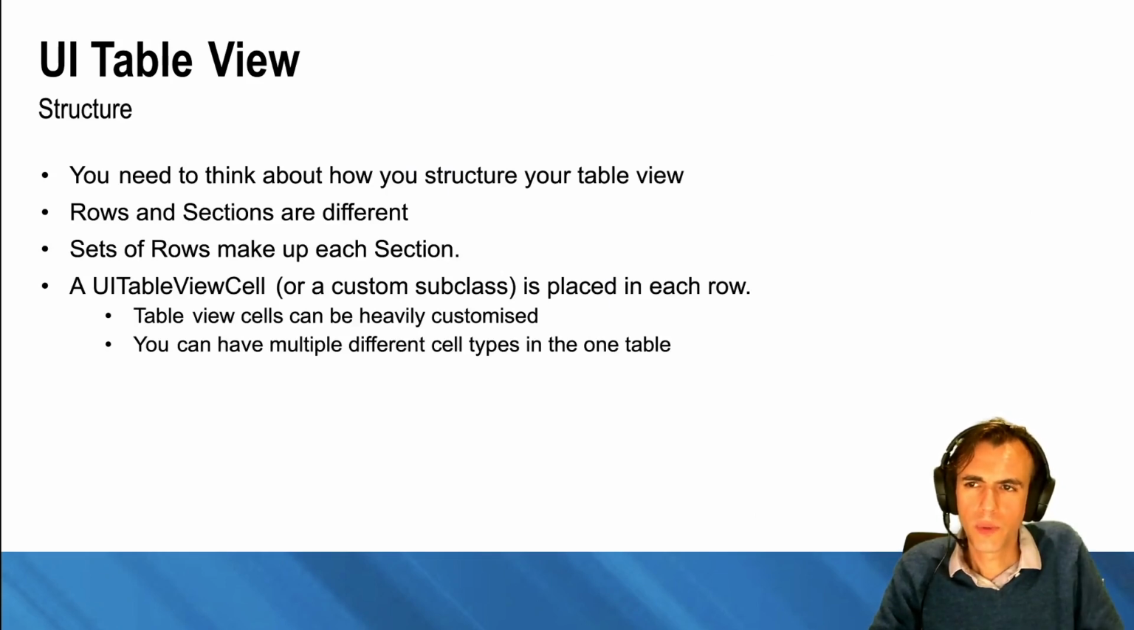One thing that you need to be aware of when working with table views is you really need to think about structure. So you need to think in terms of the rows and sections. Each section is made up of rows, and each row is displayed as a UI table view cell class instance or a custom subclass of this. And you have full control over how these are customized.